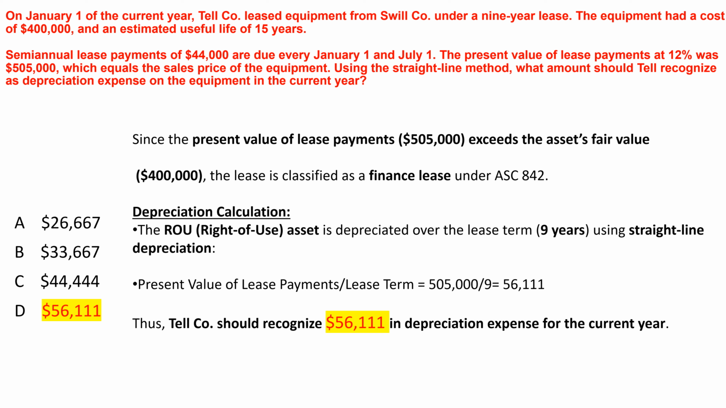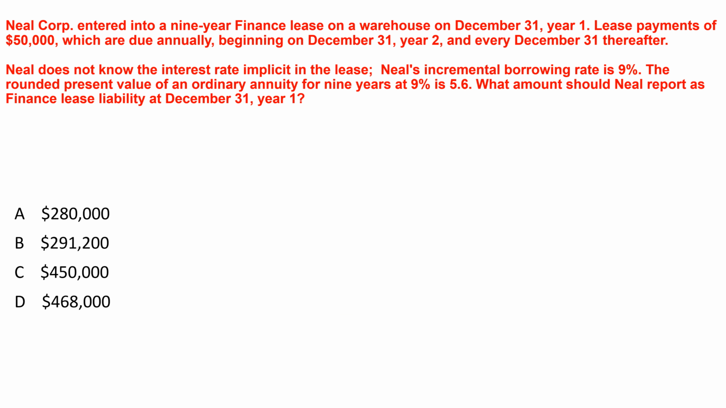The correct answer is D. Since the present value of lease payments, $505,000, exceeds the asset's fair value, $400,000, the lease is classified as a finance lease under ASC 842. Since this is a finance lease, the right-of-use asset is depreciated over the 9-year lease term using straight-line depreciation. The calculation is simple. $505,000 divided by 9 equals $56,111. Thus, the depreciation expense for the year is $56,111.